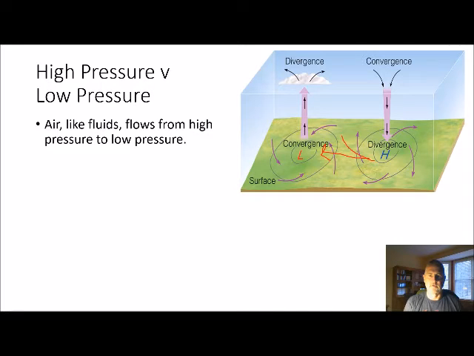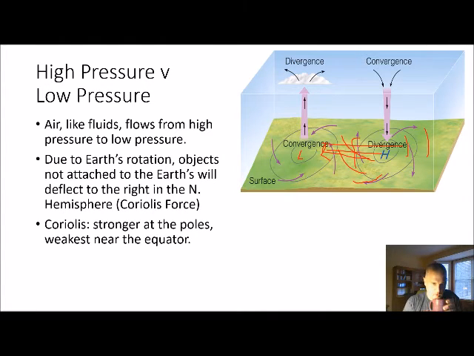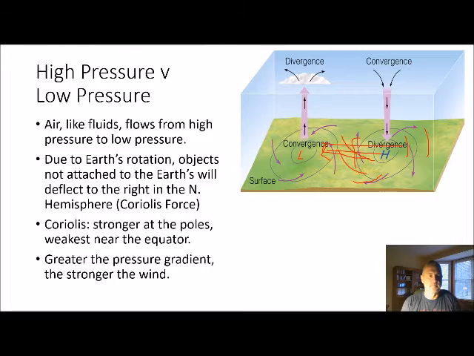But it's also turning right as it moves out all the way around. It'll flow from high to low. The more these lines, these isobars, the greater the pressure gradients, the more intense the winds are going to be. Understand the Coriolis force, which is stronger near the poles and weakest at the equator. So if we're in the mid-latitudes, we've got the middle-strength Coriolis force.